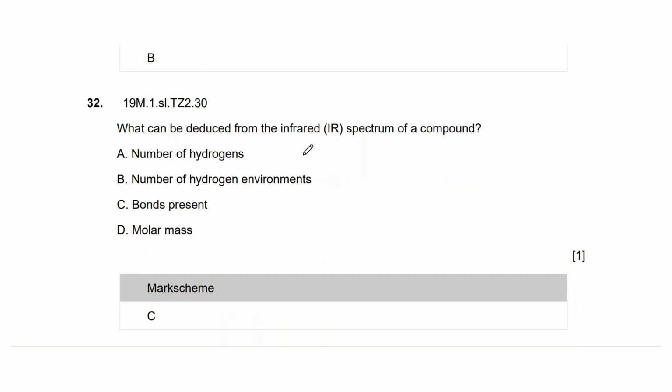What can be deduced from the IR spectrum of a compound? I cannot tell the number of hydrogen atoms. Okay, this is only going to be from my proton NMR. I can't tell the number of hydrogen environments. Again, this is going to be from my proton NMR. It doesn't tell me the molar mass. The only thing it can tell me is the bond present, which is option C.